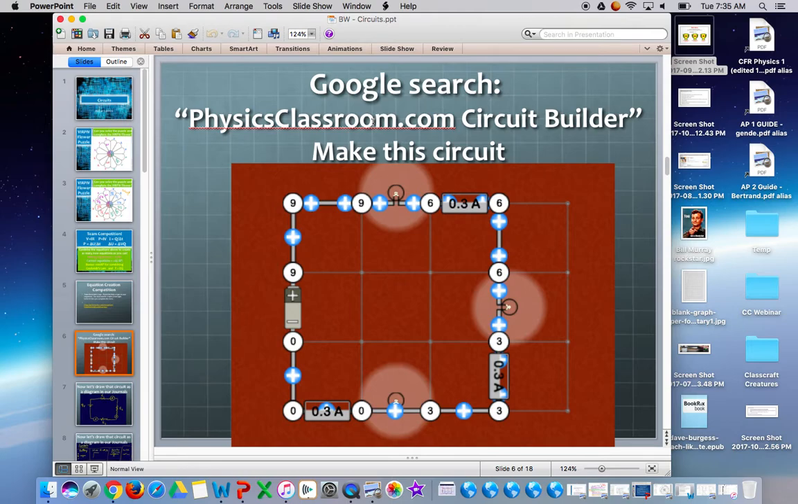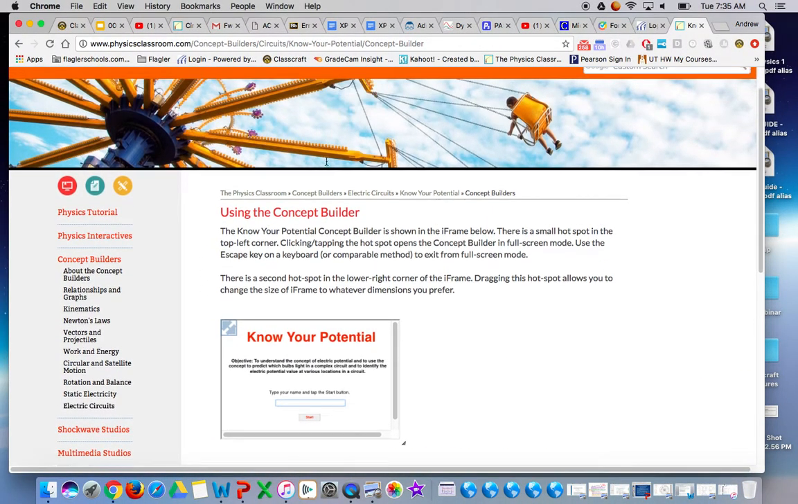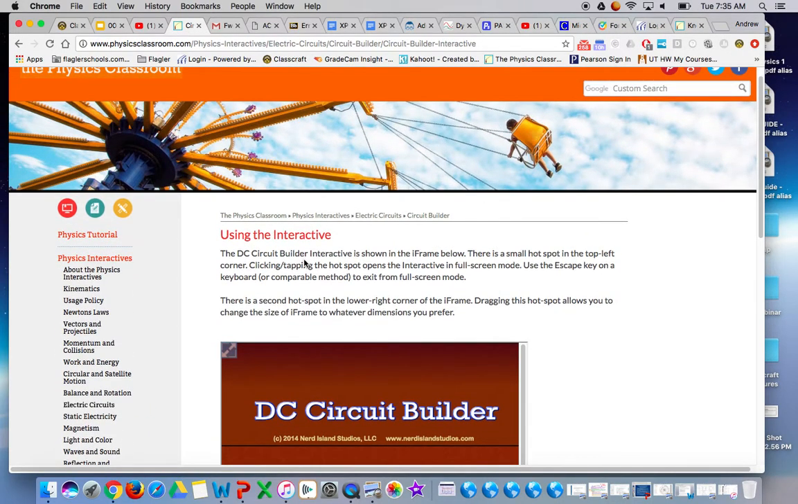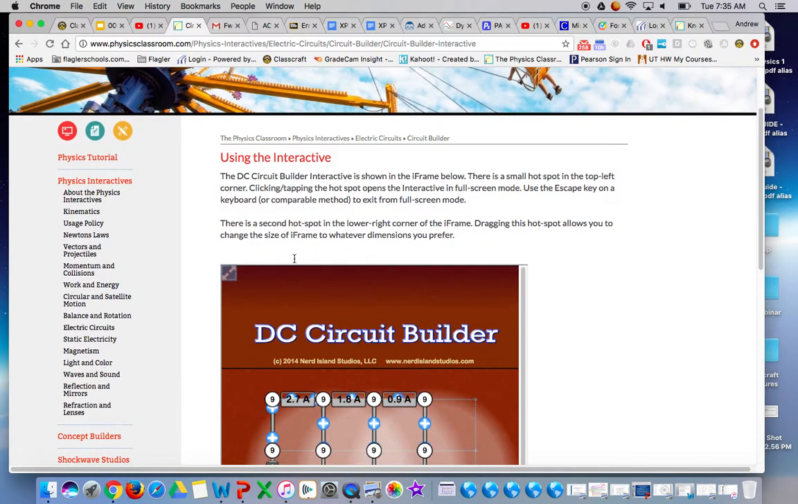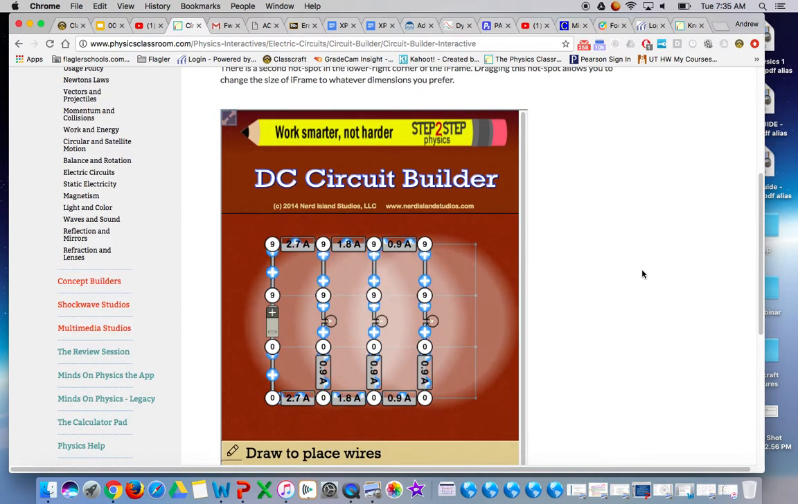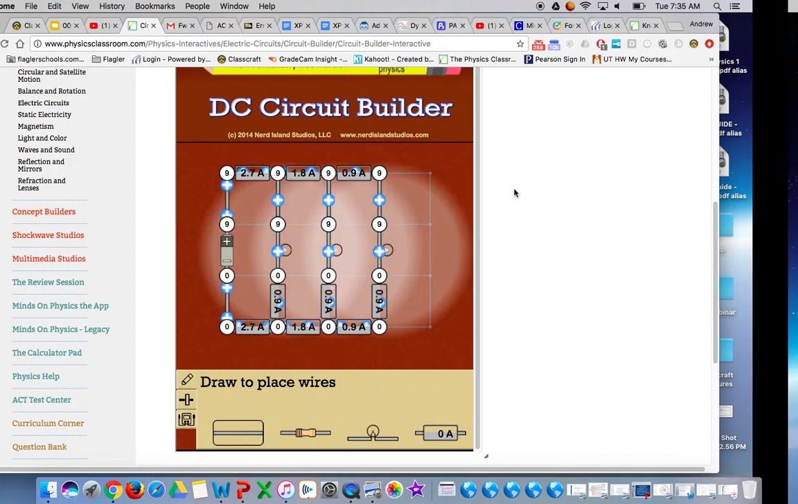Or an internet-capable device, you're going to Google search physicsclassroom.com circuit builder, and the first link will take you to this site right here where you're going to, oh, no, this is the concept builder. You're going to go to the circuit builder. It's an interactive, and here are their interactives on the left, all the way to electric circuits, and here we have a DC circuit builder that I have created a circuit here. All right, you're going to go there.